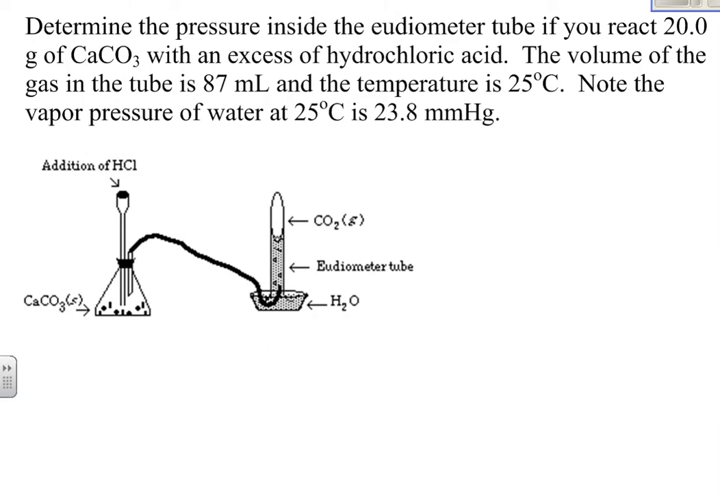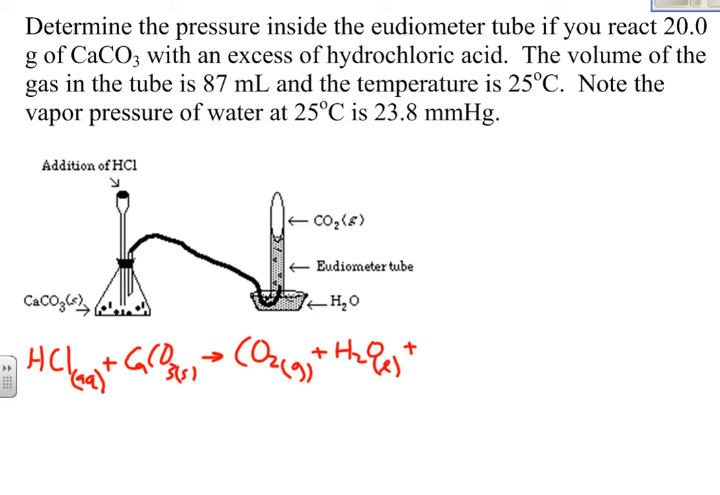So here's a typical problem where we're collecting the gas by water displacement. And we'll just take a minute to write down the equation for this reaction. So we've got hydrochloric acid reacting with calcium carbonate in the bottom of the flask here to produce carbon dioxide gas, liquid water, and aqueous calcium chloride.